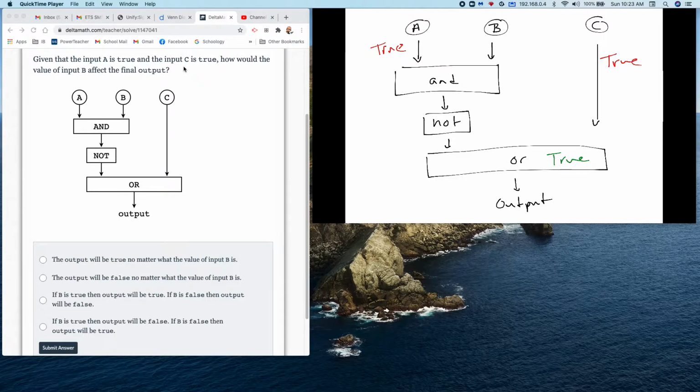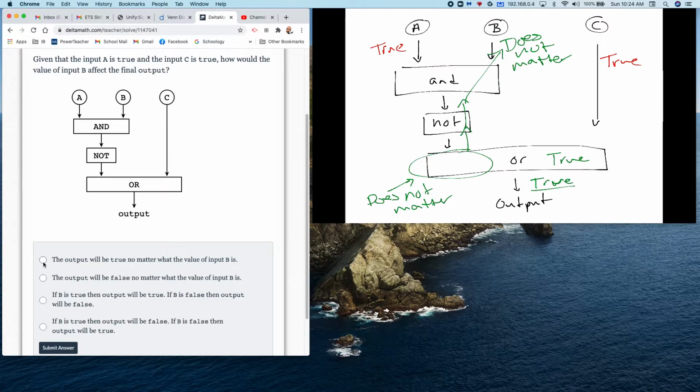And does it matter? Because this part here does not matter. It doesn't matter what B is, because the output is going to be true no matter what, because this one here was true. So we don't really care. So if that doesn't matter, that doesn't matter, that does not matter. The output will be true no matter what the value of B is.